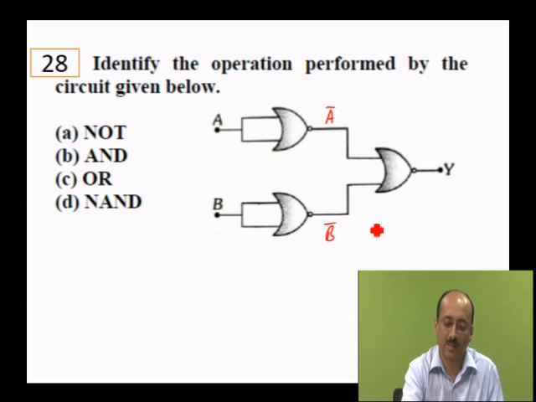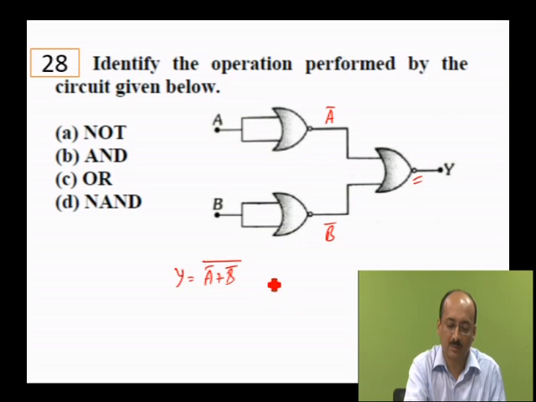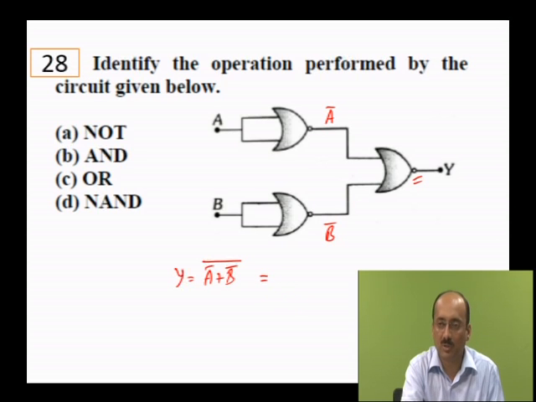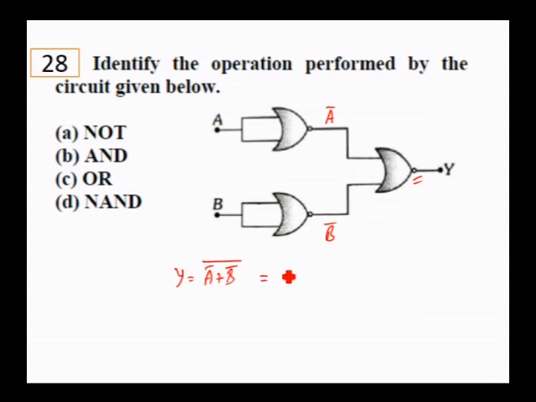So essentially what happens is you are having output A bar plus B bar, but then this bubble is there, so you have to write one more bar. And there is De Morgan's theorem which states that if you are having inputs like A plus B, if you take the entire bar, it will be written like A bar dot B bar, or if you are having this as the input, this can be written like this.